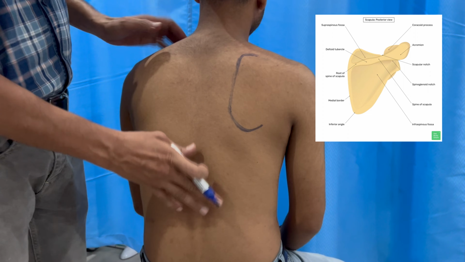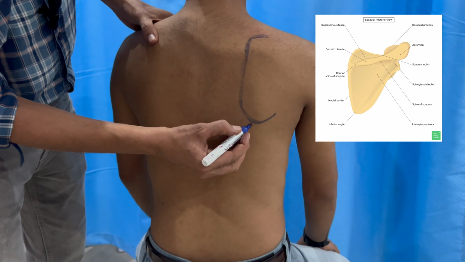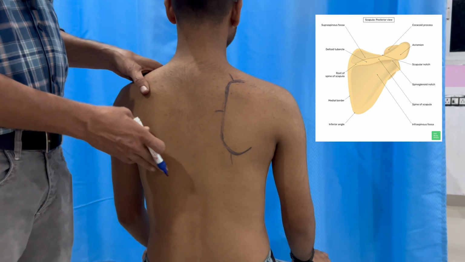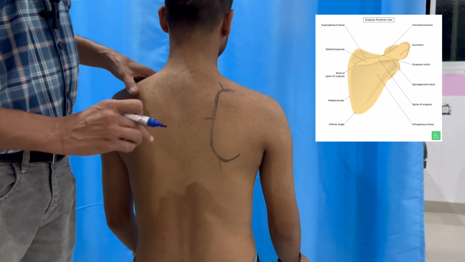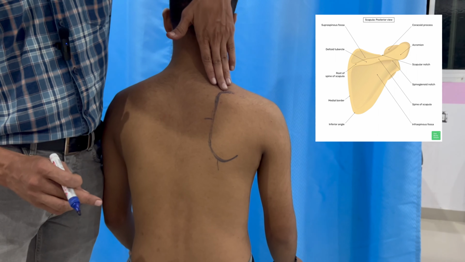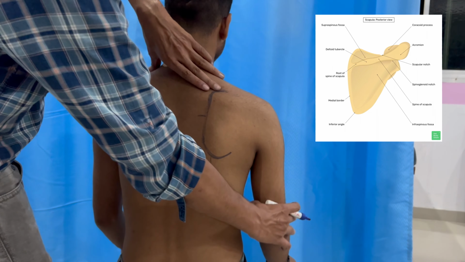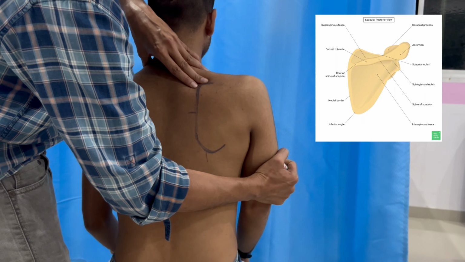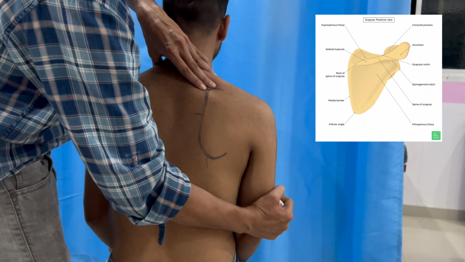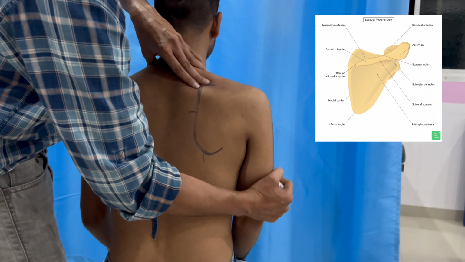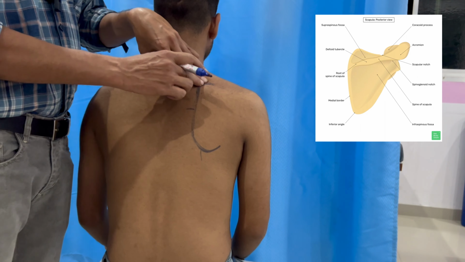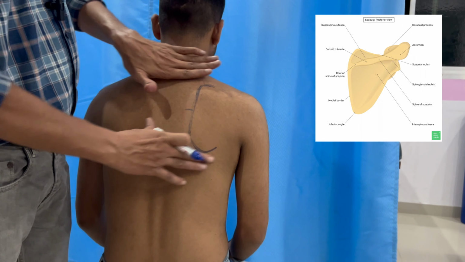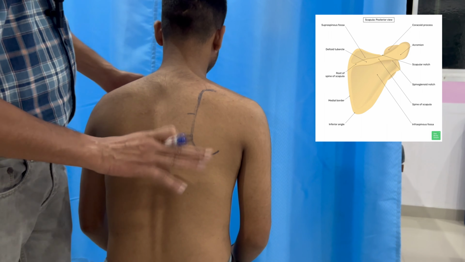So here I have already marked the inferior, medial border, and superior angle of the scapula. Another method for identification of the superior angle of the scapula is to place your finger pad like this and passively lift it up and down. When you apply this passive pressure, the superior angle of the scapula will strike on the thumb pad. So three landmarks are already marked.